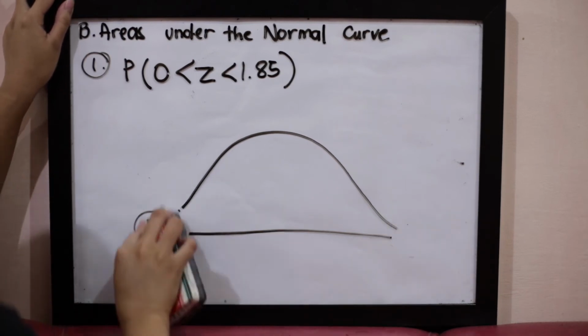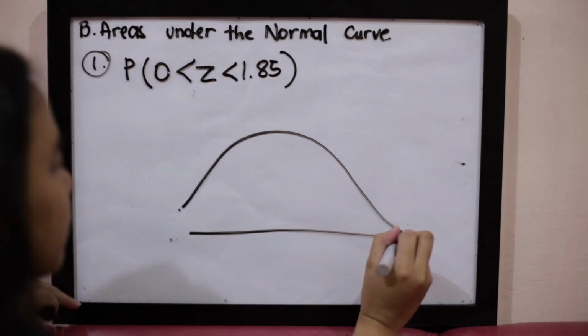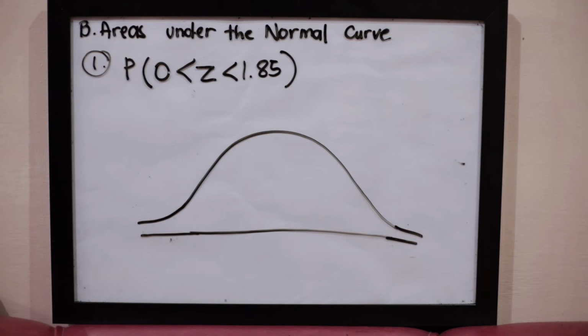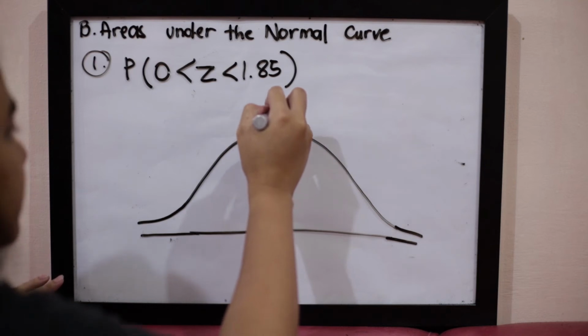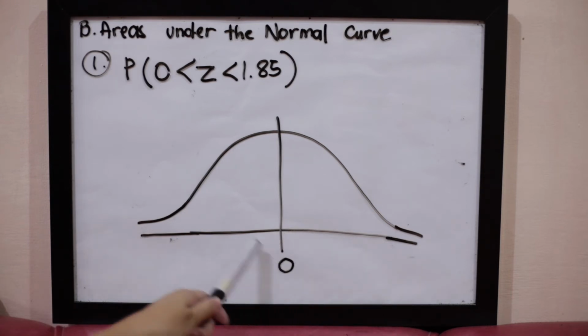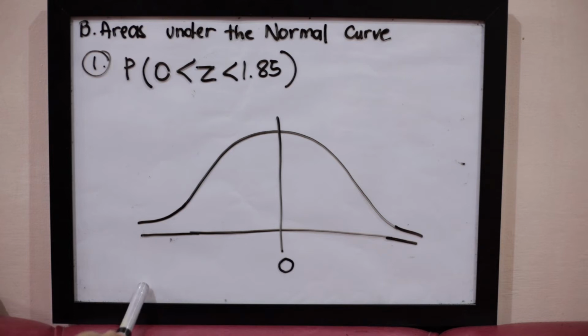So, next. After drawing your normal curve, the next thing that we will do is locate its mean. Asan yung mean, ma'am? Yung mean po is always on the center of the normal curve. And if we're dealing with Z-score, your mean is always 0. Again po, for Z-scores, your mean is always 0. And then, just like on the number line, the numbers on the right side of 0 are the positive numbers. Tapos, the numbers on the left side of 0 are negative numbers.